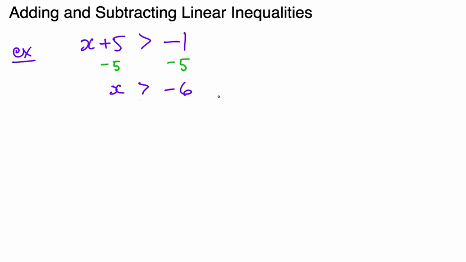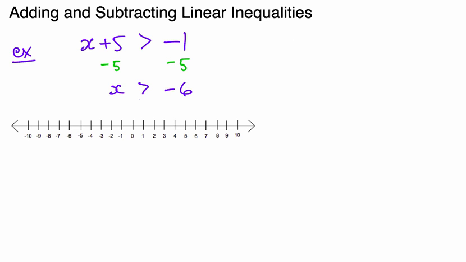Now, when we do inequality solutions, often we want to show what the solution is on a number line. So let's tie that into what we were doing last day by graphing x greater than negative 6 as a graphical representation on the number line. So greater than negative 6, well, here's negative 6. It doesn't include it, and it's all numbers greater than. Okay, let's take a look at a couple more examples.